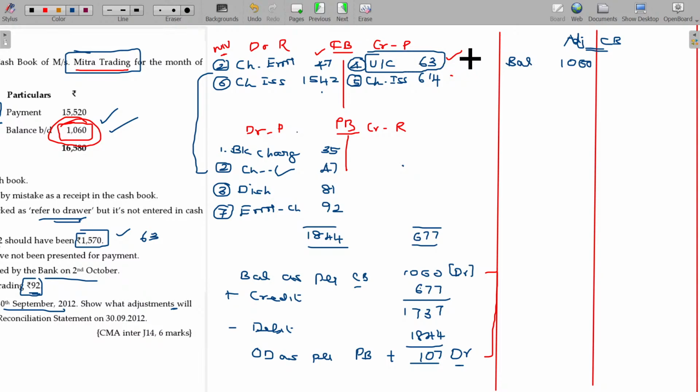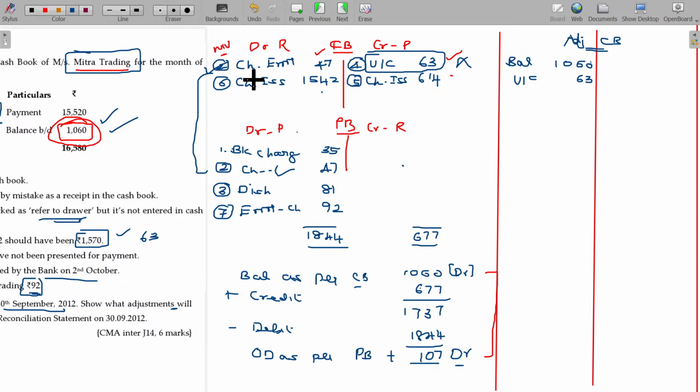Undercasting. I don't want to show this to the management. Correct it by posting the opposite side. Okay, 1060. This side shows 63 lesser. Now correct it. So it's corrected now. Undercasting is corrected.